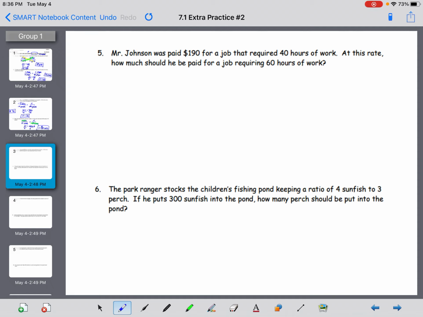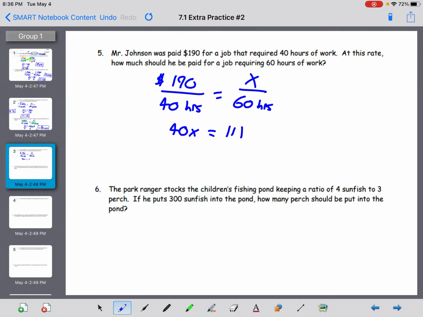As we move on, Mr. Johnson was paid $190 for a job that took 40 hours. At this rate, how much should he be paid for a job requiring 60 hours of work? 40 times x is 40x. 190 times 60 is 11,400. Divide both sides by 40, and x equals 285, and we are talking dollars.